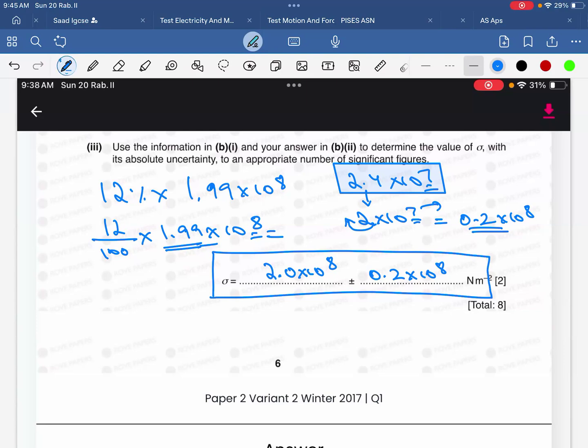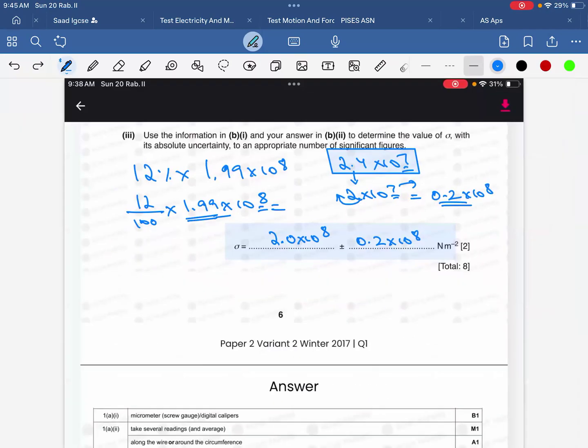Okay, I repeat. Since my uncertainty comes 2.4 into 10 exponent 7, I have to round it to 1 SF only. This is 2 into 10 exponent 7, and I have to get its 10 exponent the same as the other one. So once I convert 7 into 8, I have to bring the decimal backwards. It's going to be 0.2 into 10 exponent 8. I found that my uncertainty has one decimal place, so I rounded 1.99 as 2.0, and wrote the final answer.